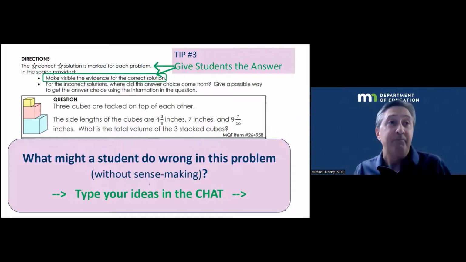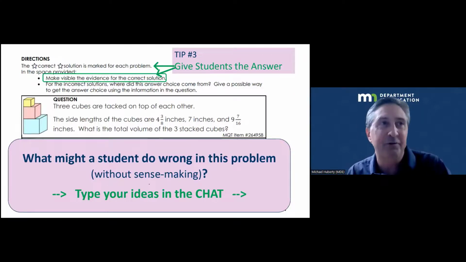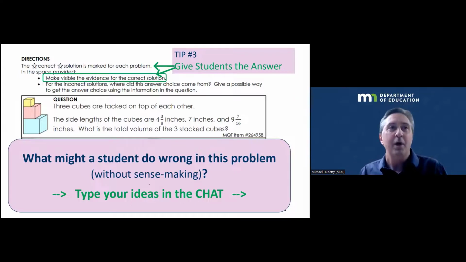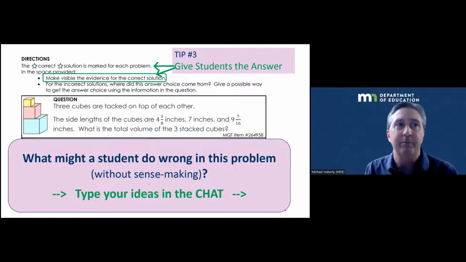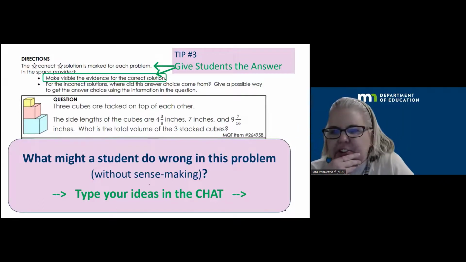Now, you've seen the answers already, but just thinking about what do you think? So this is my turn to ask you something in the chat or to come off mute. What do you think a common thing students would do incorrectly on this problem? If they're not finding volume, what else might they do?